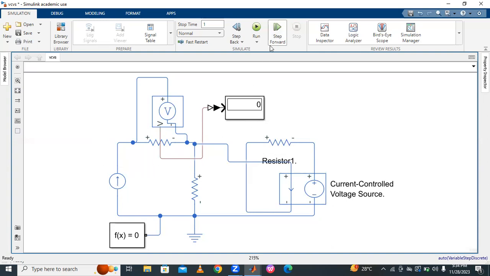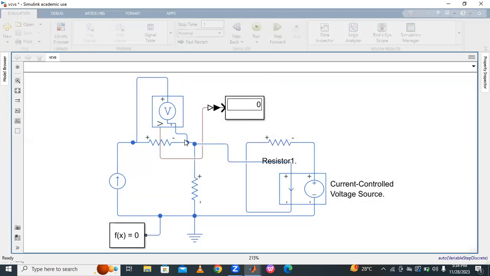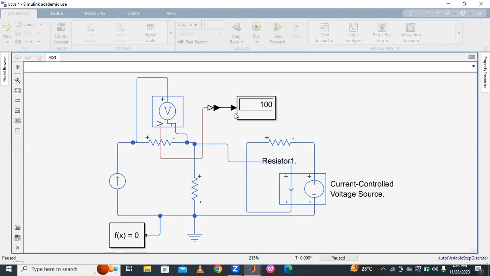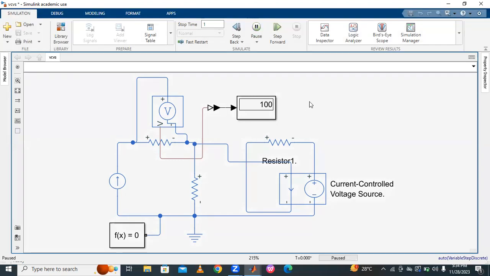Okay, simulate again. What is the voltage across this? It shows 0 because it is not connected properly. Connect in the proper way and simulate. So the voltage across this resistor is 100 volts. Okay. In this way, we have to simulate the 4 different types of sources: voltage controlled voltage source, voltage controlled current source, current controlled voltage source, current controlled current source. Like this, 4 different dependent sources can be simulated by using Simulink.